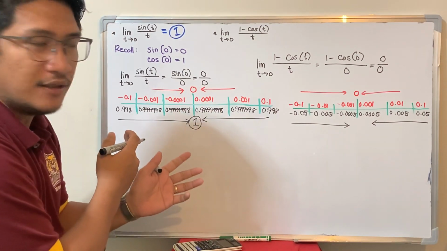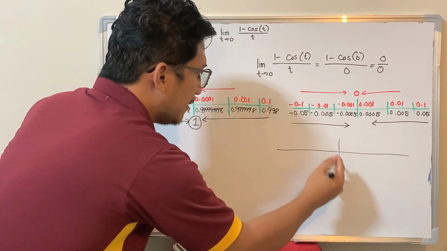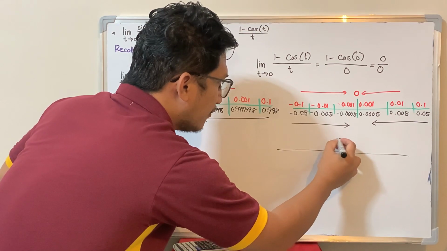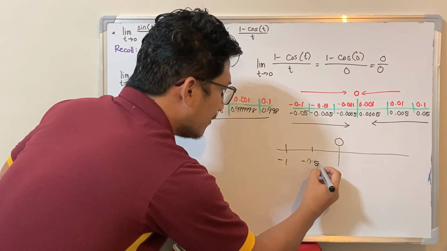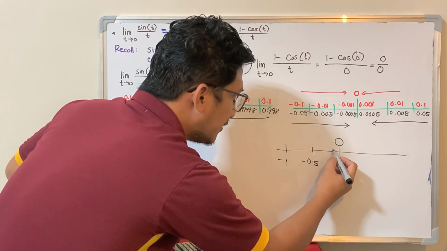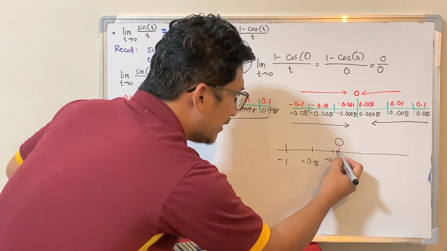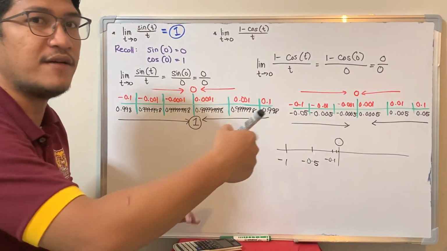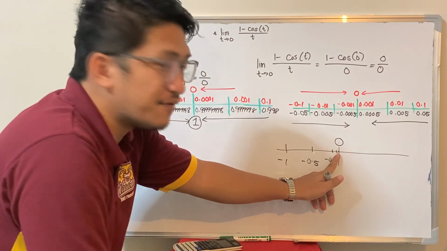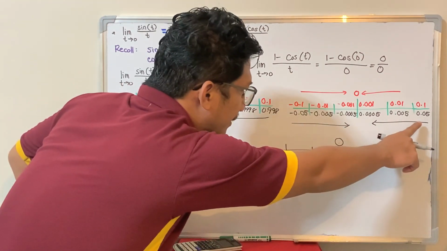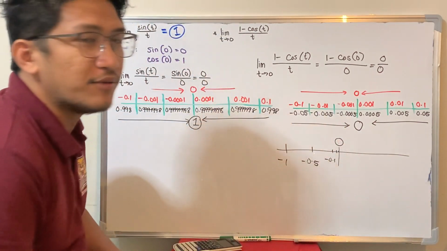Though it's coming from the left. Now, if you try to analyze it using a number line, if this is 0 on the number line, and this is negative 1, then this is negative 0.5, and then this is negative 0.1, then negative 0.05, negative 0.005, and so on. So basically, if you look at it, it is approaching 0 from the left. The other one is coming from the right only. But they have the same destination. They both end up at 0.